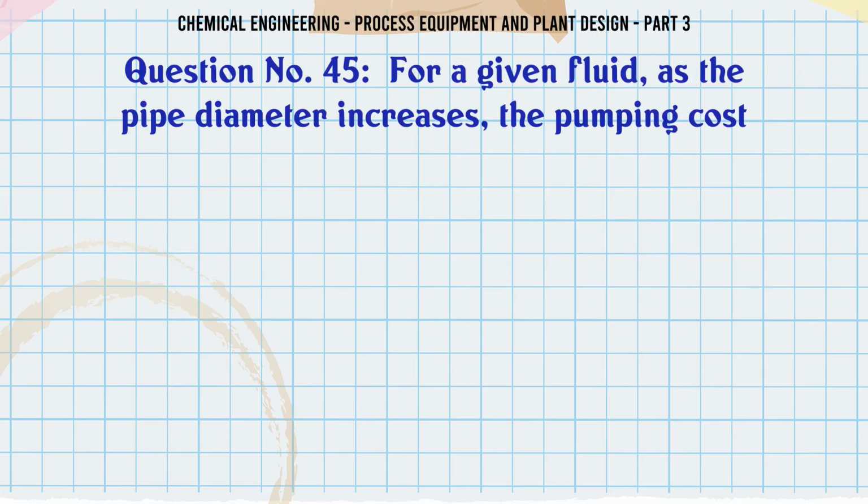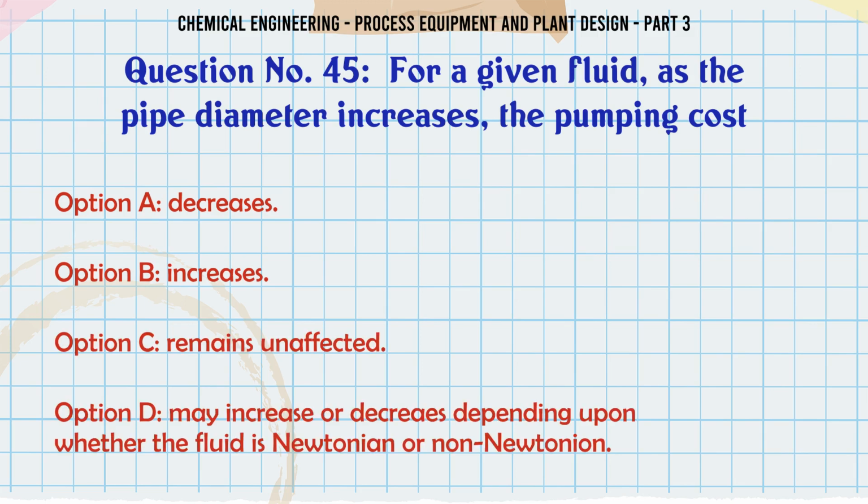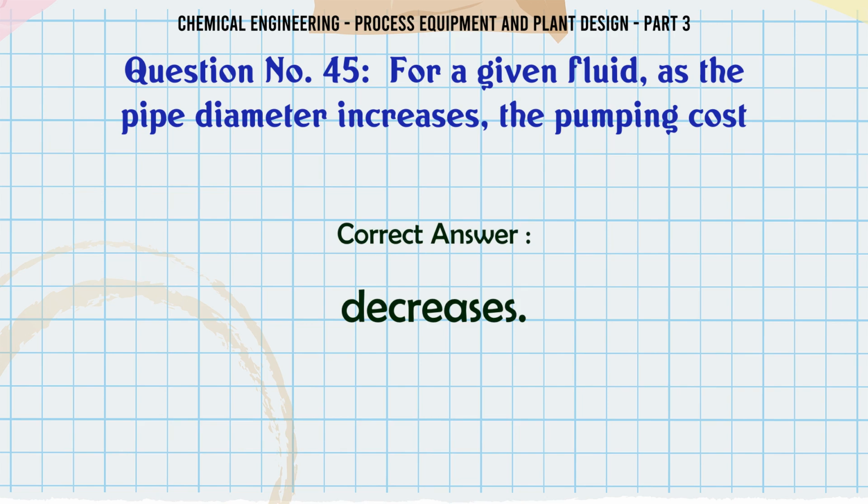For a given fluid, as the pipe diameter increases, the pumping cost A. decreases. B. increases. C. remains unaffected. D. may increase or decrease depending upon whether the fluid is Newtonian or non-Newtonian. The correct answer is decreases.